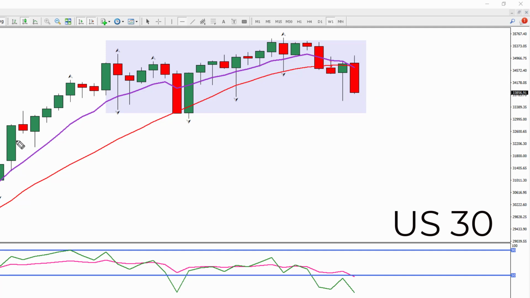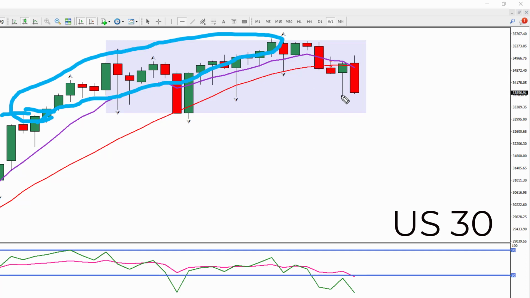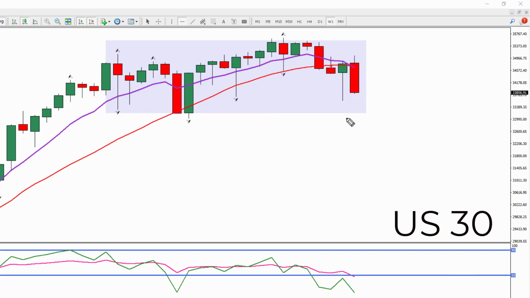Now look, here's a perfect example. We had a pin bar and a failure right here. You see that? Pin bar, failure, and what happened when the failure happened? Price kept on going up. And when we get the failure on the downside, then we could expect price to keep on going down. So just my personal bias right now is that we're going to go to the downside. And that is because of this candle.